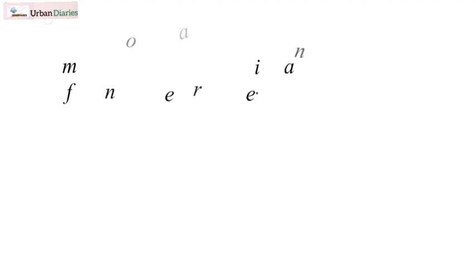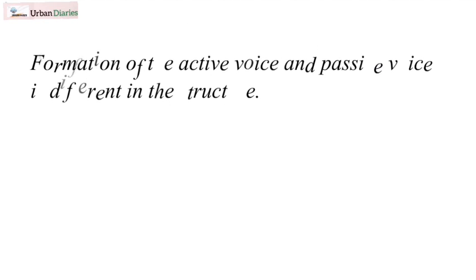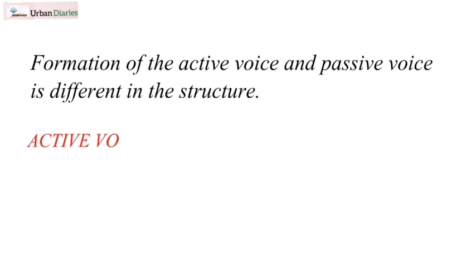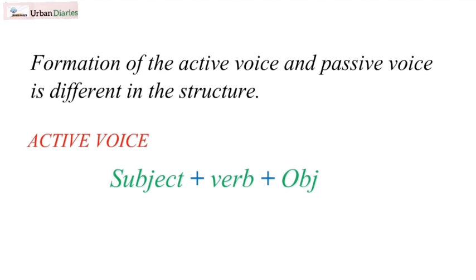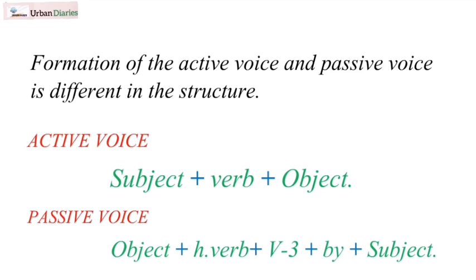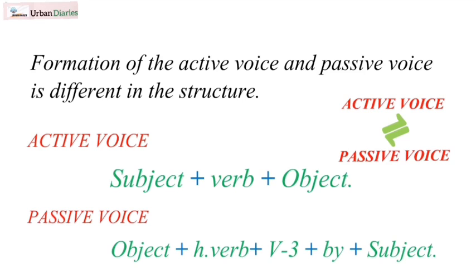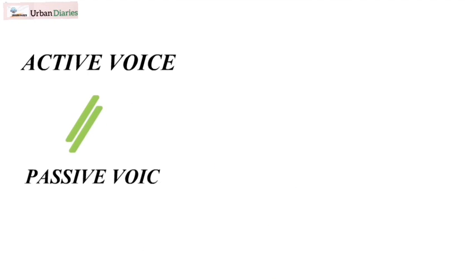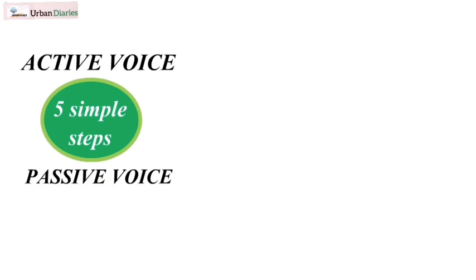The formation of an active voice and the passive voice are different in structure. The structure of an active voice is subject plus verb plus object. On the other hand, the structure of passive voice is object plus helping verb plus verb's third form plus by and at last subject. So there are rules to change an active voice into a passive voice, and how can we convert an active structure into a passive structure? We'll talk about it further in this lesson. If we want to change an active voice into a passive voice, we'll have to follow a set of rules for that. Let's see an example here.